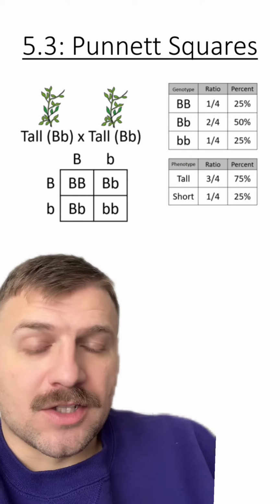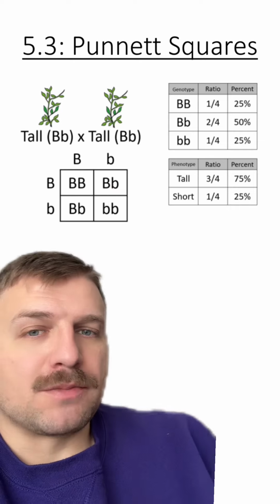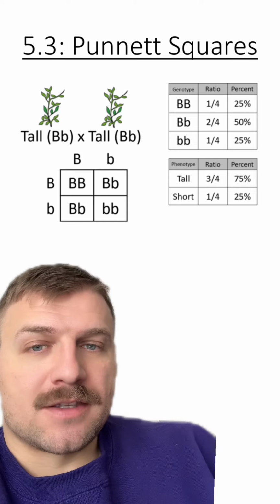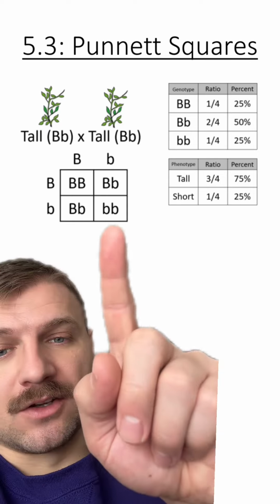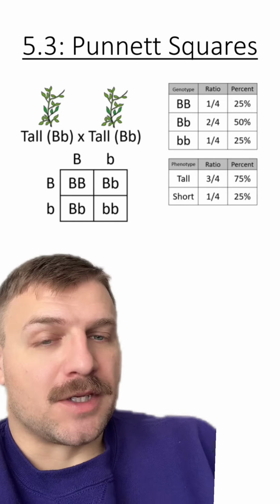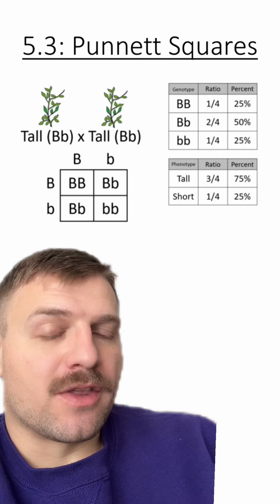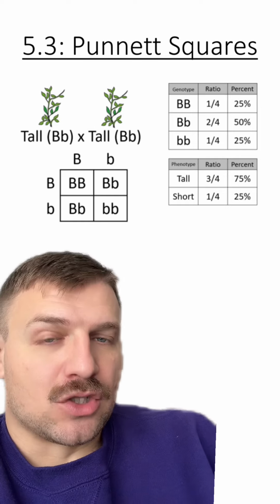If we look at the phenotypes, again, big B big B and big B little b are both going to be tall. The only chance that the offspring will be short is this little b little b genotype. This means that 3/4 of the offspring are going to be tall, while 1/4 are going to be short, or that 3-to-1 ratio that Mendel saw in the F2 generation.